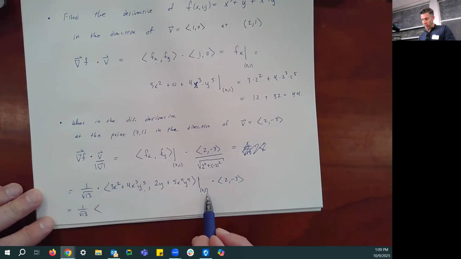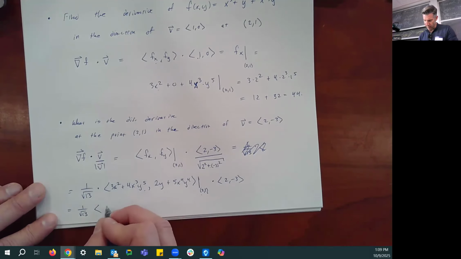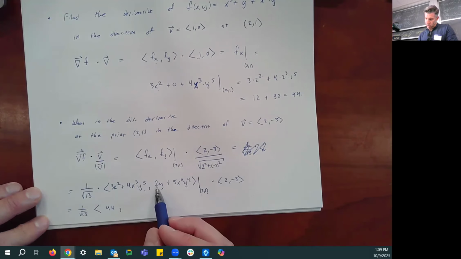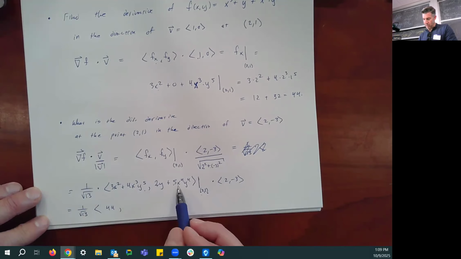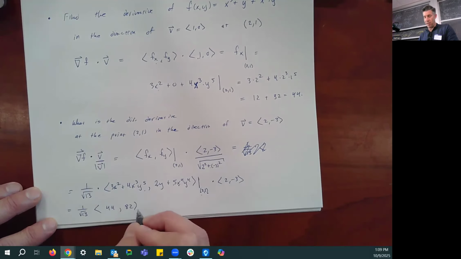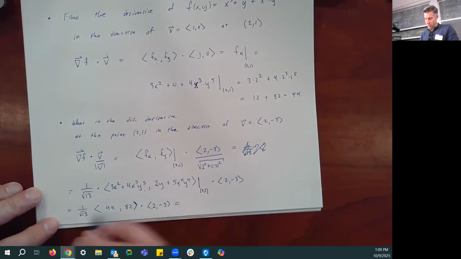If we plug in 2 and 1 for x and y, we're going to get 12 plus 32 again. Sorry for the numbers that are not quite so lovely here. Comma, if we plug in 2 for y and 1 for x, we're going to get 2 plus 5 times 16, which is 82. Usually the numbers are a little bit nicer when someone who isn't me comes up with them. So then we're going to dot these two things together.